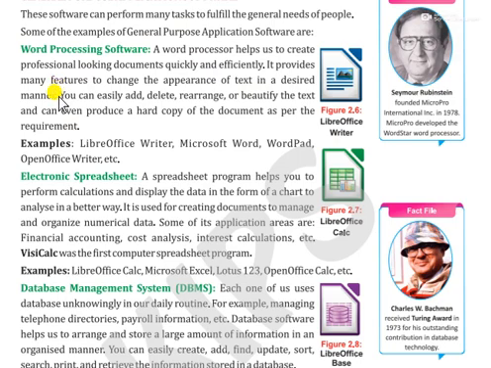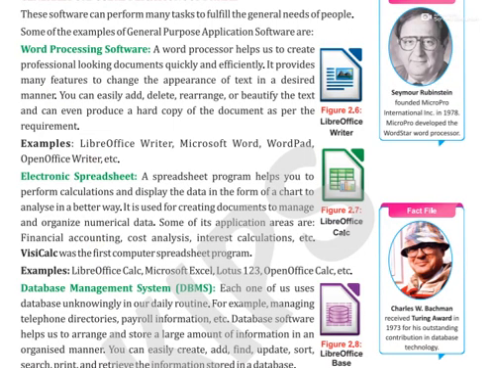Okay, is it clear to all? So this one is your answer number 4. A word processor helps us to create professional looking documents quickly and efficiently. It provides many features to change the appearance of text in a desired manner. So this is your word processing software.